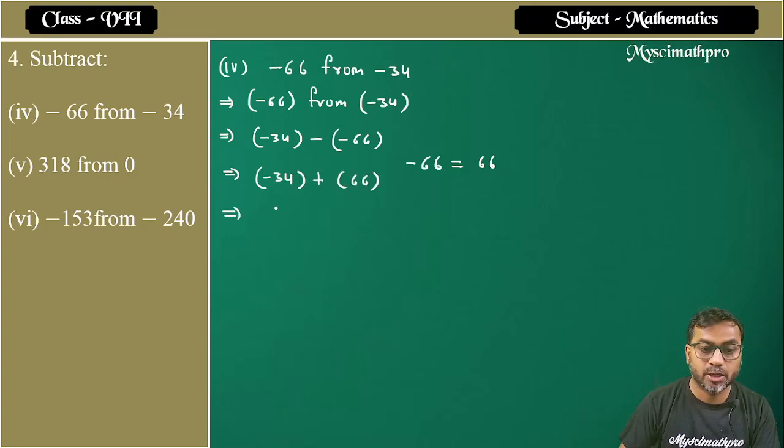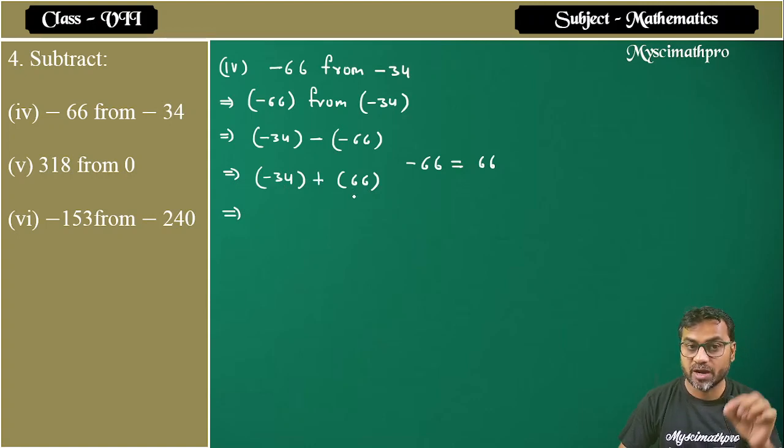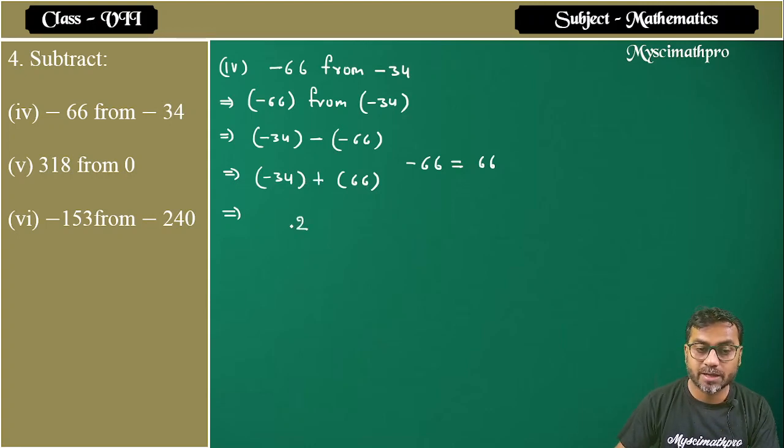And students, you know very well, one is negative, another one is positive. So we have to follow rule number 2 of addition. So we have to subtract. So 6 minus 4, 2, 6 minus 3, 3. And between 34 and 66, which one is greater? 66. So here we have to put the plus sign.